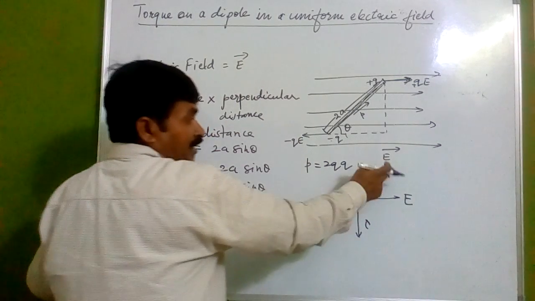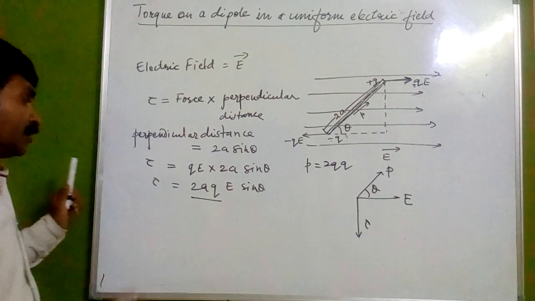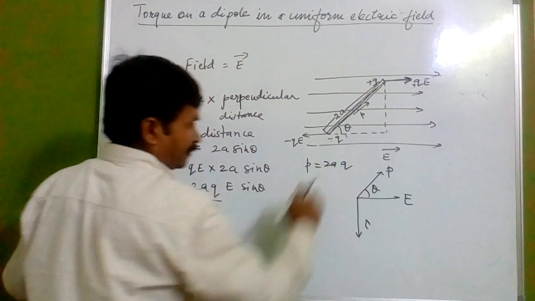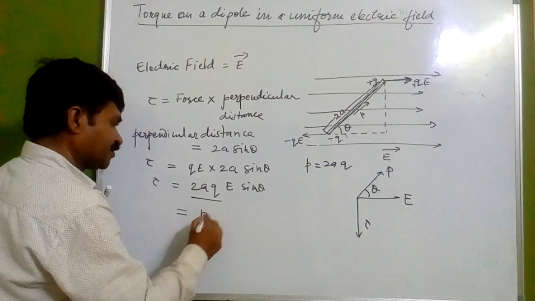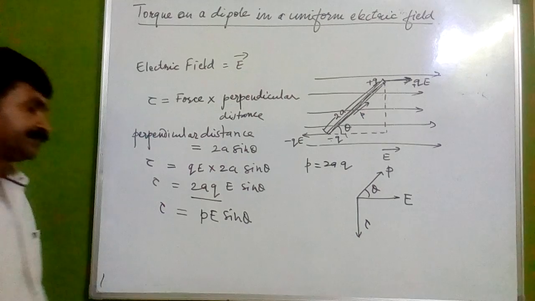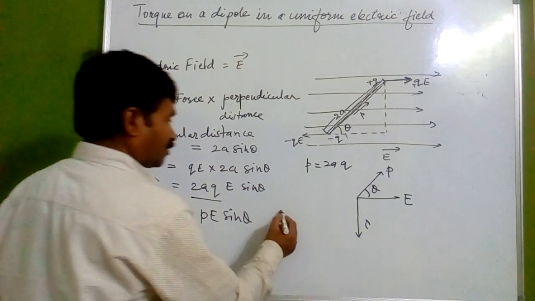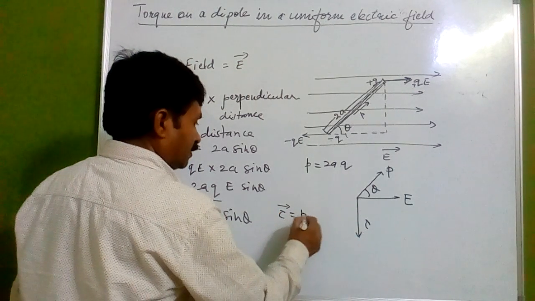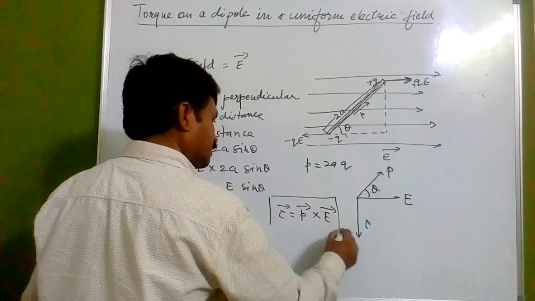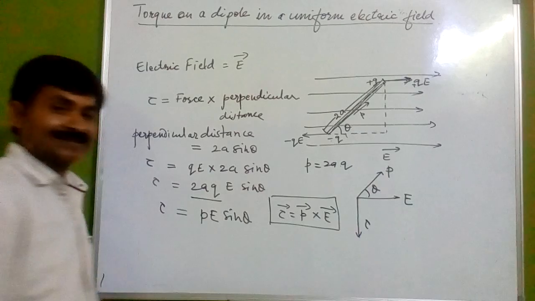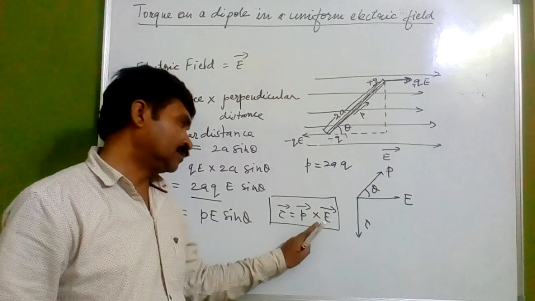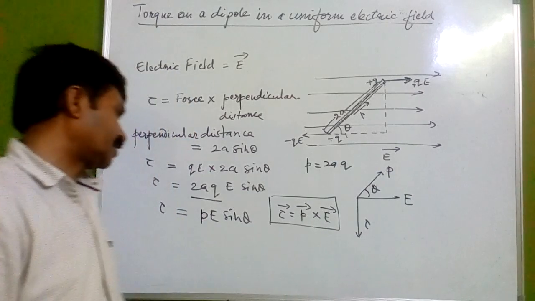Both are vector quantities. Here we have 2aq, which is the dipole moment, so we can substitute pE sin theta, which is equal to tau. The torque is equal to P cross E, and according to that we can take the direction. We have got a vector product or cross product.